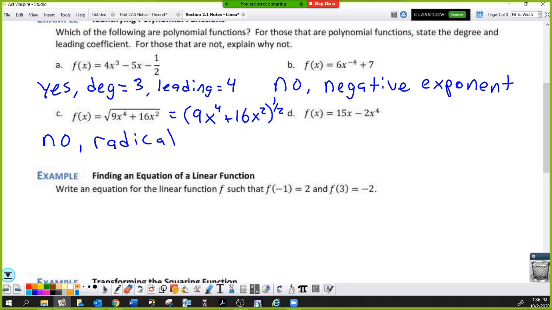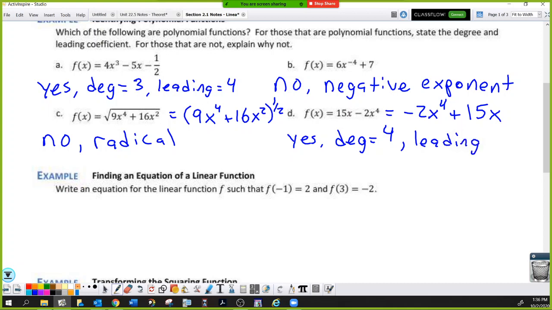And then the last one, is it a polynomial? Yes, it is. The problem is it's not in standard form. So let's go ahead and write it in standard form first. Standard form has the variable with the largest exponent written first. And they're supposed to go in order from big exponent to small exponent. So now it's in standard order. Negative 2x to the fourth plus 15x. So yes, this is a polynomial. It is a degree 4 polynomial, which we can see because it is now written in standard form. And its leading coefficient is negative 2.